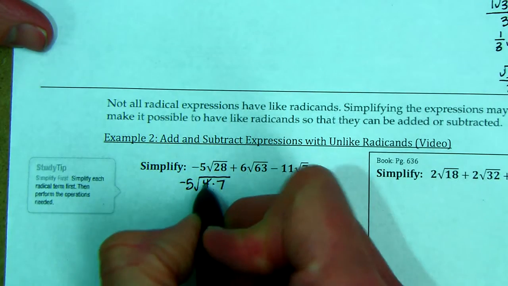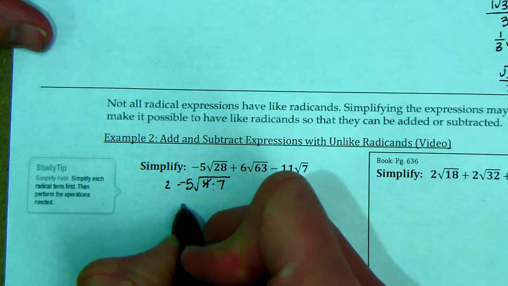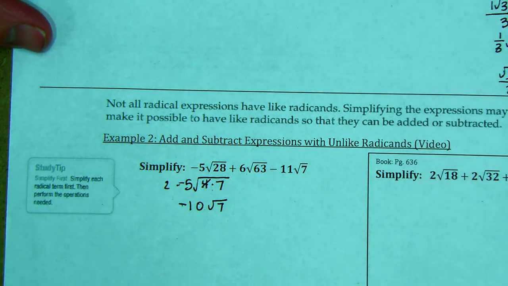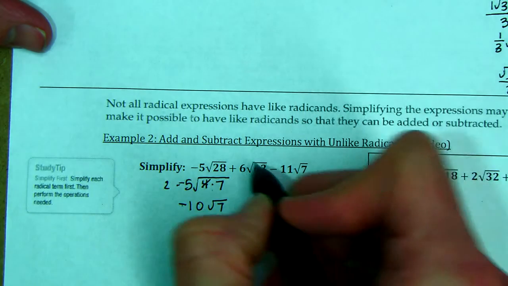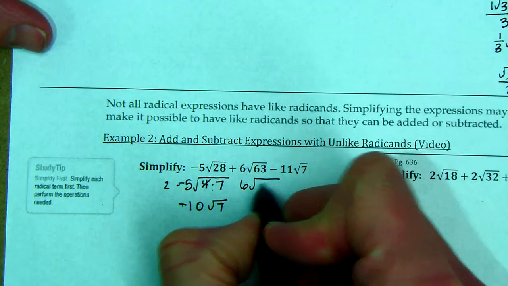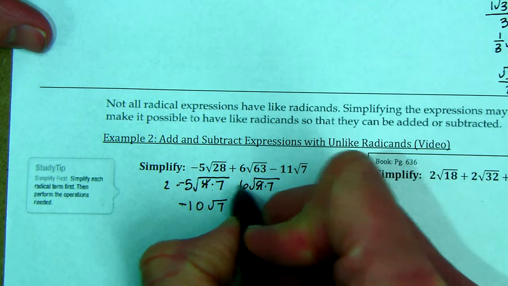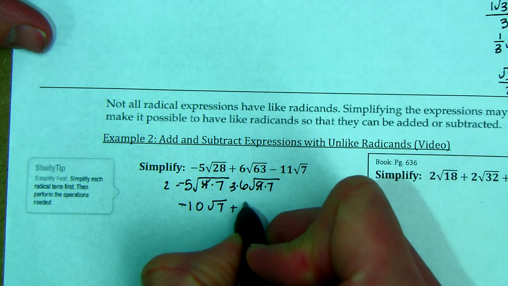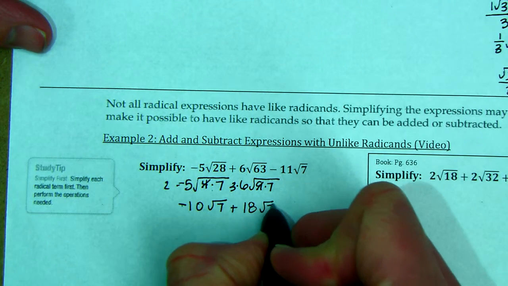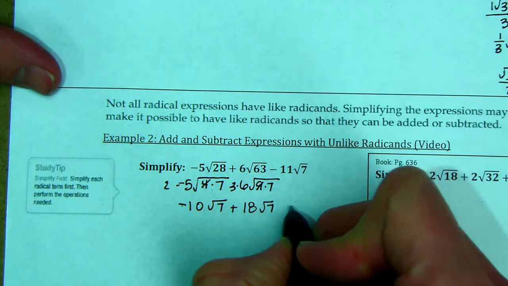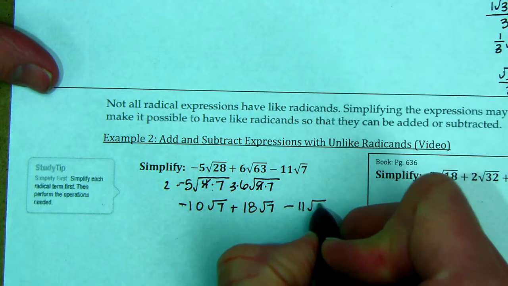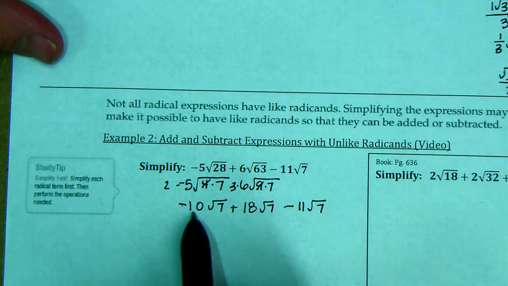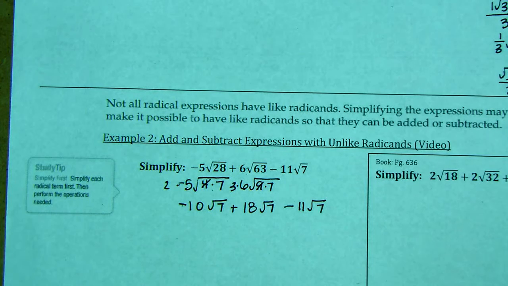What comes out of 63? That would be 9 and 7. Bring that out here. So plus 3 times 6 is 18 square root of 7. And guess what? Minus 11 square root of 7. And now I have 3 like terms. And I have a negative 10 and a negative 11, which is negative 21. Plus 18 will give me a negative 3 square root of 7.